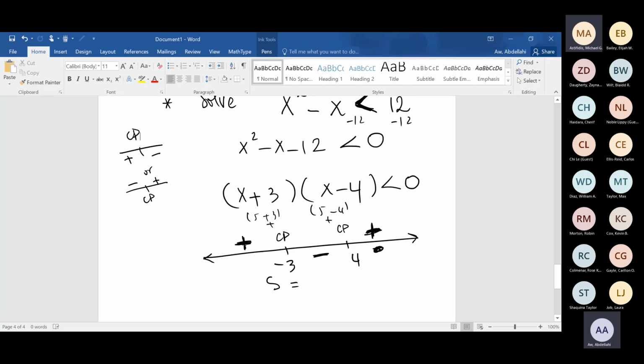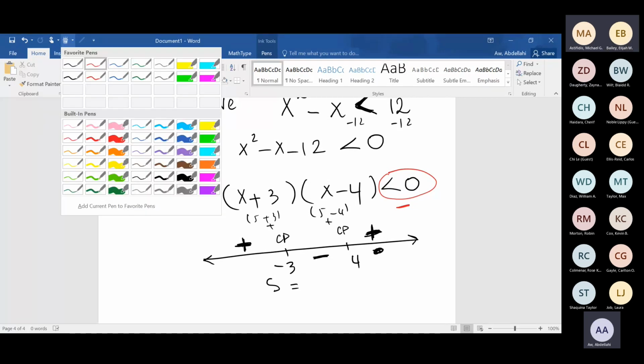Now that we have that, can we read the solution now? Yes. What sign are we looking for here? The plus sign or the minus sign? For our solution, what sign are we looking for? Here, less than 0, what sign is that? Less than 0 means a negative sign, right? So which part of the number line are we going to highlight then? The left side.